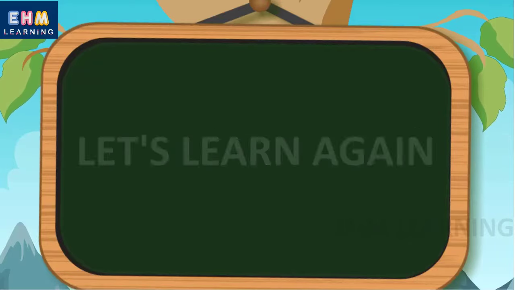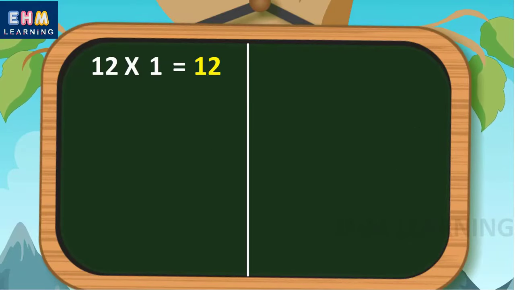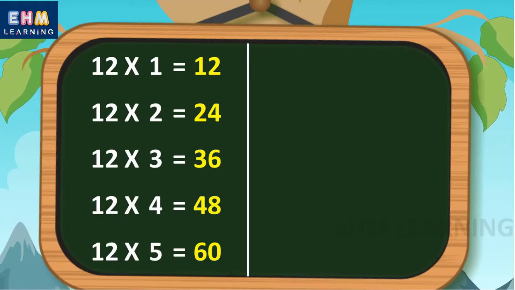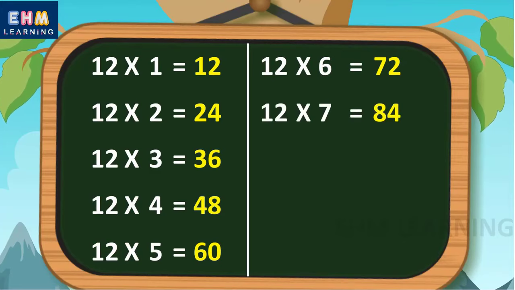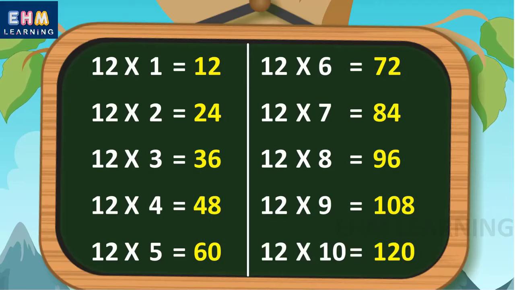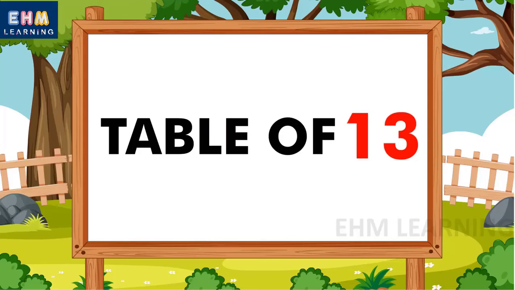Let's learn again. 12 ones are 12, 12 twos are 24, 12 threes are 36, 12 fours are 48, 12 fives are 60, 12 sixes are 72, 12 sevens are 84, 12 eights are 96, 12 nines are 108, 12 tens are 120. Table of 13.